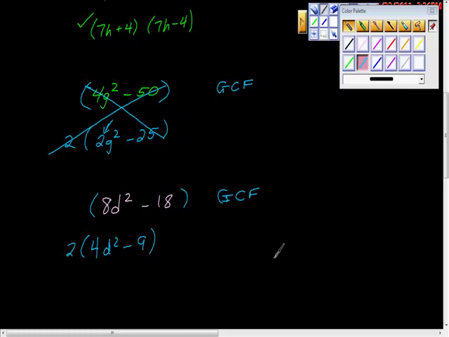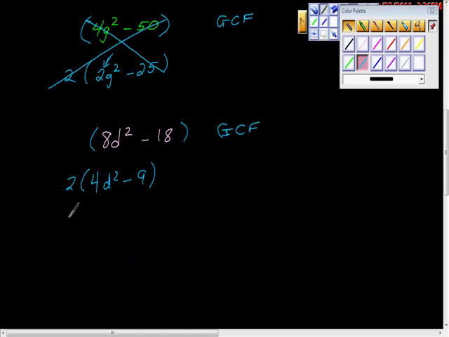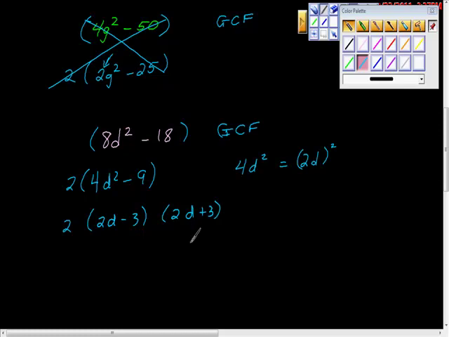Okay, factor this. And this factors out to 2 times, right? 4d squared. 4d squared is the same as 2d squared, because 4 is a perfect square, right? So bring this in. 2d times 2d is 4d squared. So we get 2d minus 3 and 2d plus 3. Yes? Okay. I think we did a number of problems.